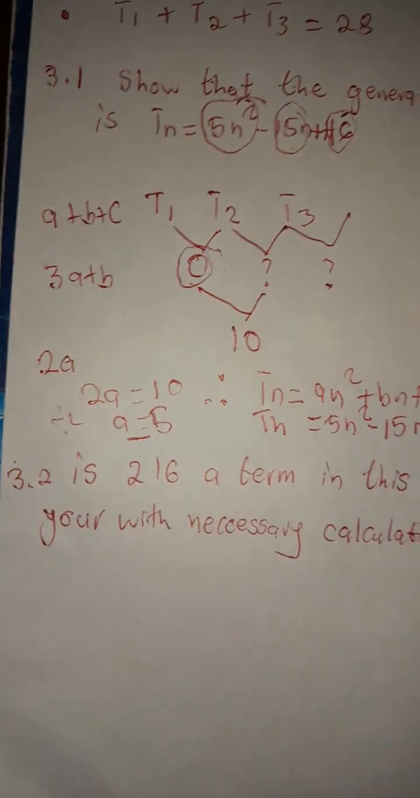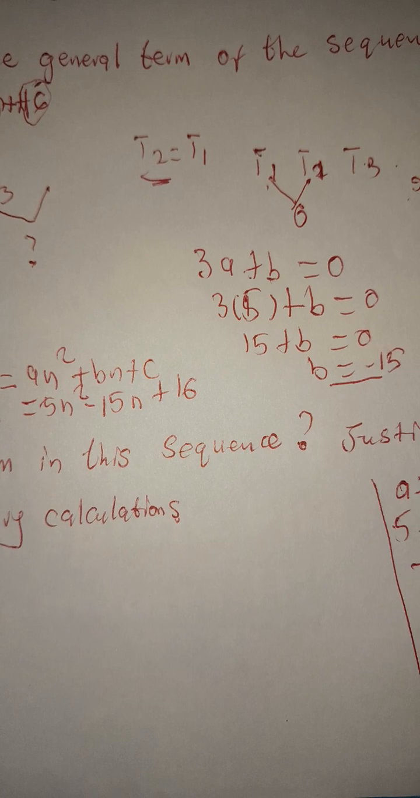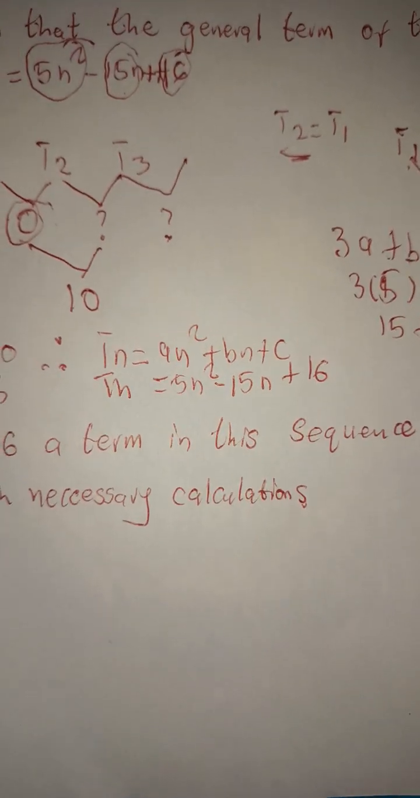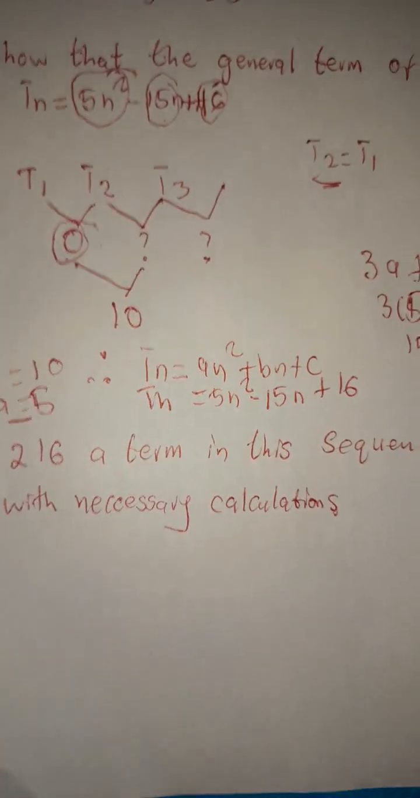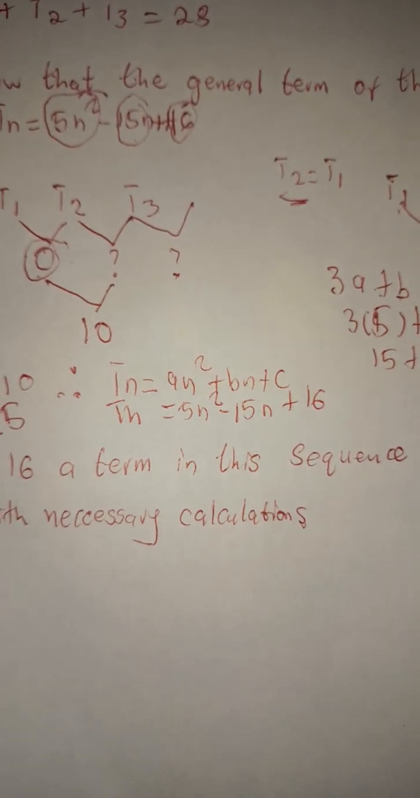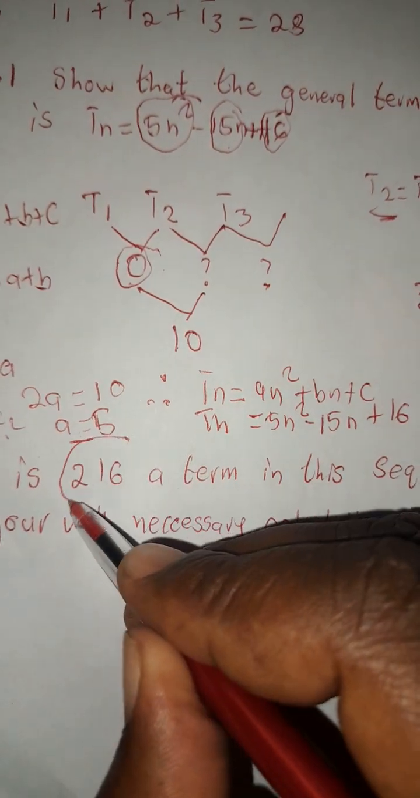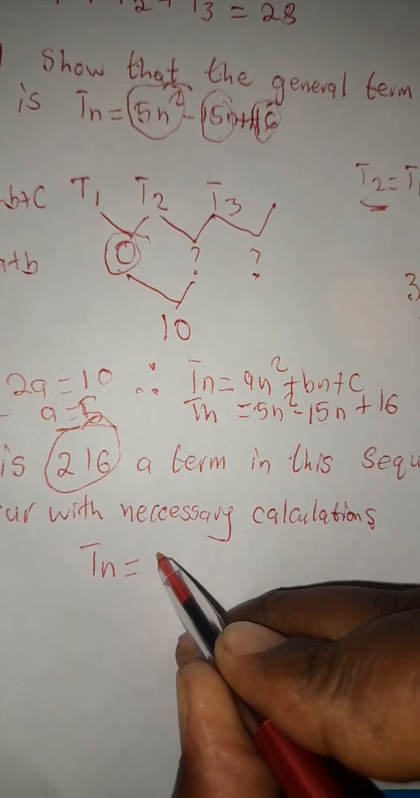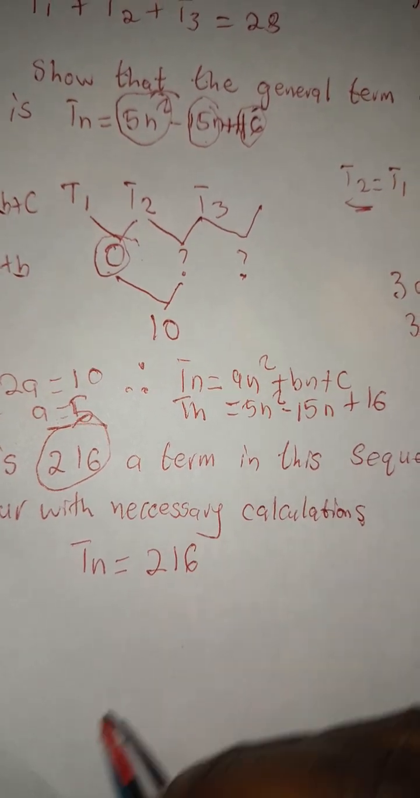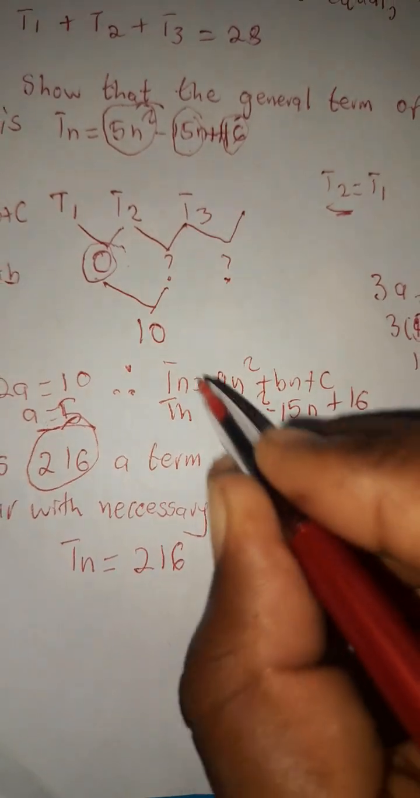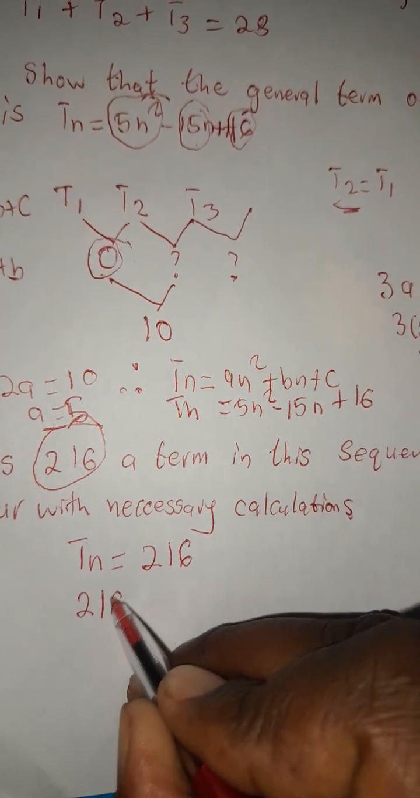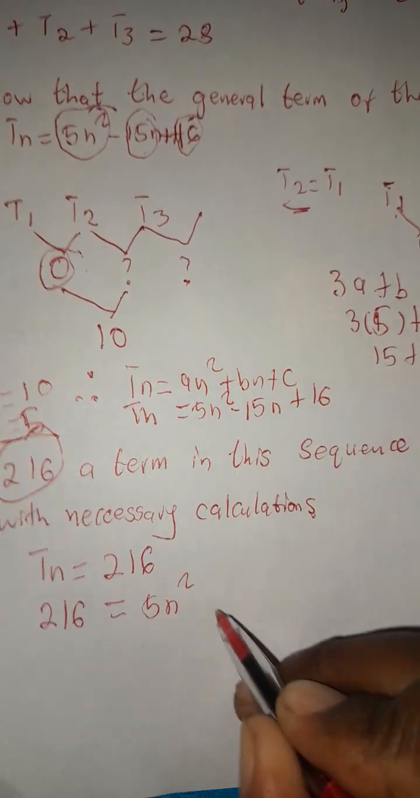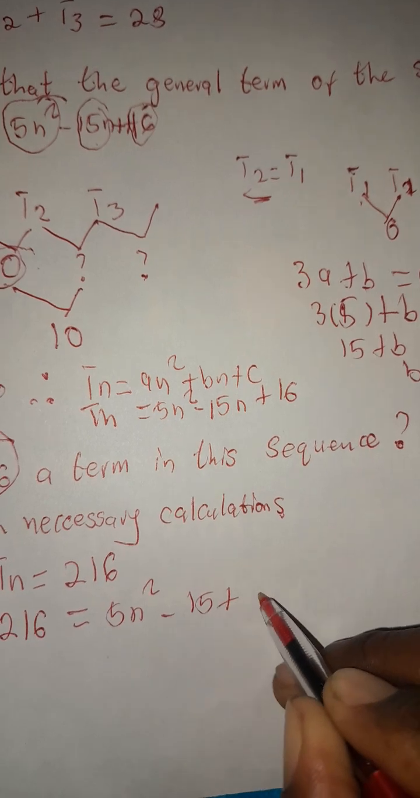So our last question is: is 216 a term in this sequence? Justify your answer with necessary calculation. Is 216 a term in this sequence? Meaning that this is the last term in other words. So we are going to say Tn is equal to 216. Where we see Tn, we are going to replace it with 216. So after that, you have 5n squared minus 15n plus 16.